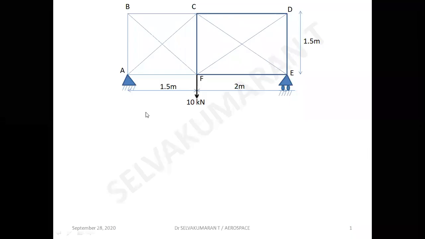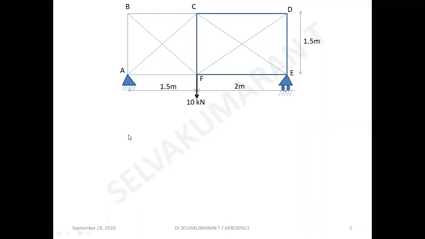The given truss is a statically indeterminate structure. If we remove two members, for example, if I remove the members BF and DF, the structure becomes statically determinate to solve for the member forces. So the given structure is of double redundancy type.